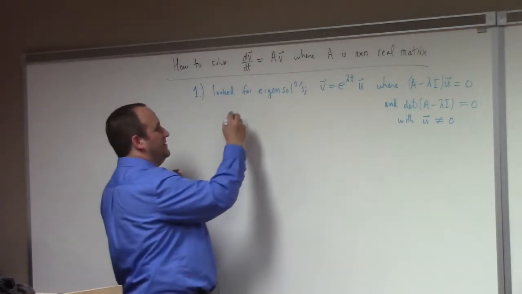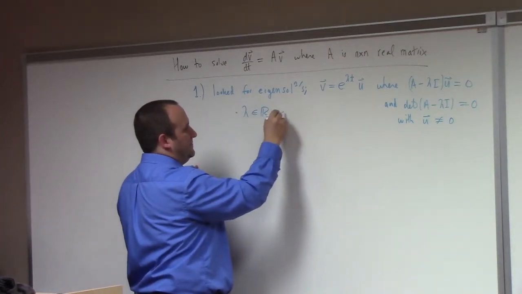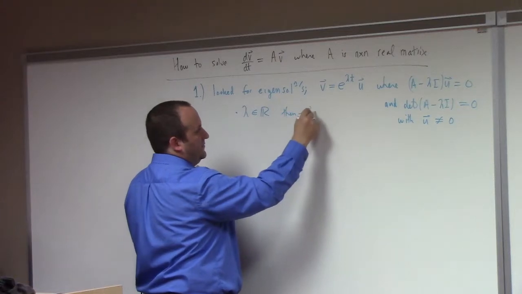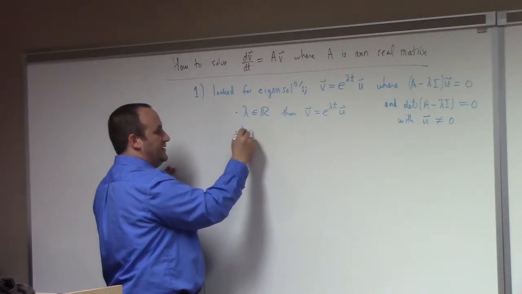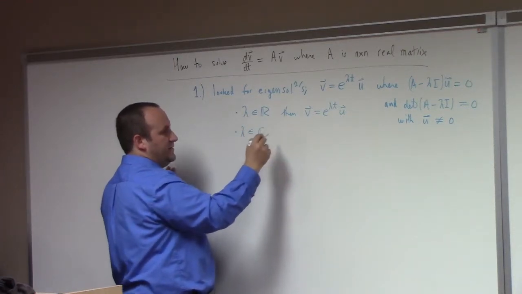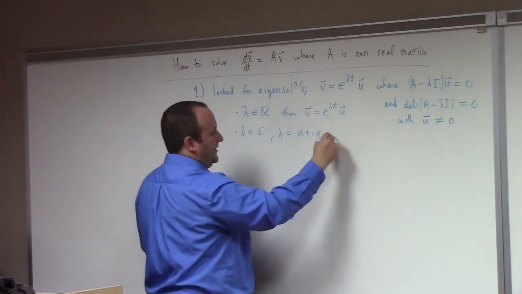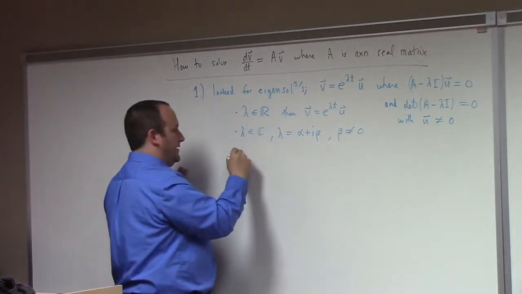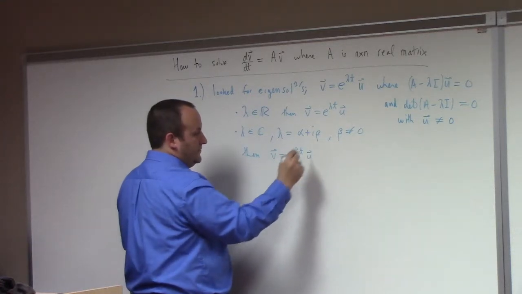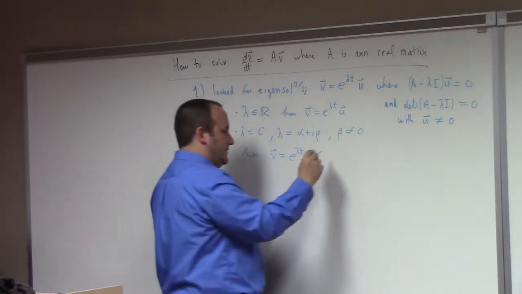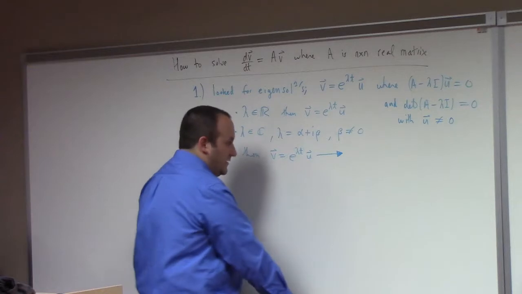And as we discussed, there's some substructure there, right? We either have λ is real. If λ is in the reals, then v = e^(λt)u is it, right? But if λ is in the complex numbers, in the sense that we have λ = α + iβ, with β not equal to 0, then v = e^(λt)u gives us, after the dust settles and we settle our notation, two solutions, right?